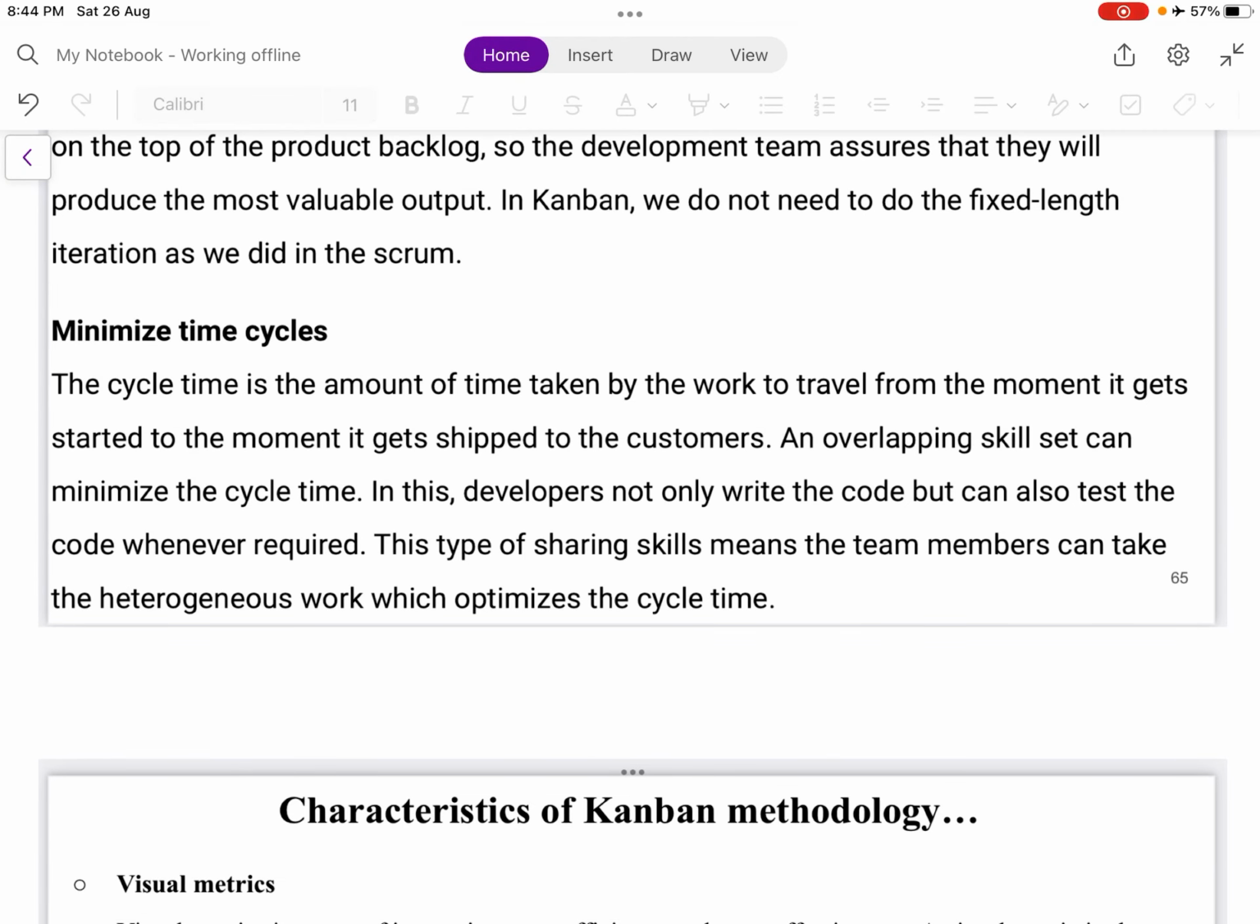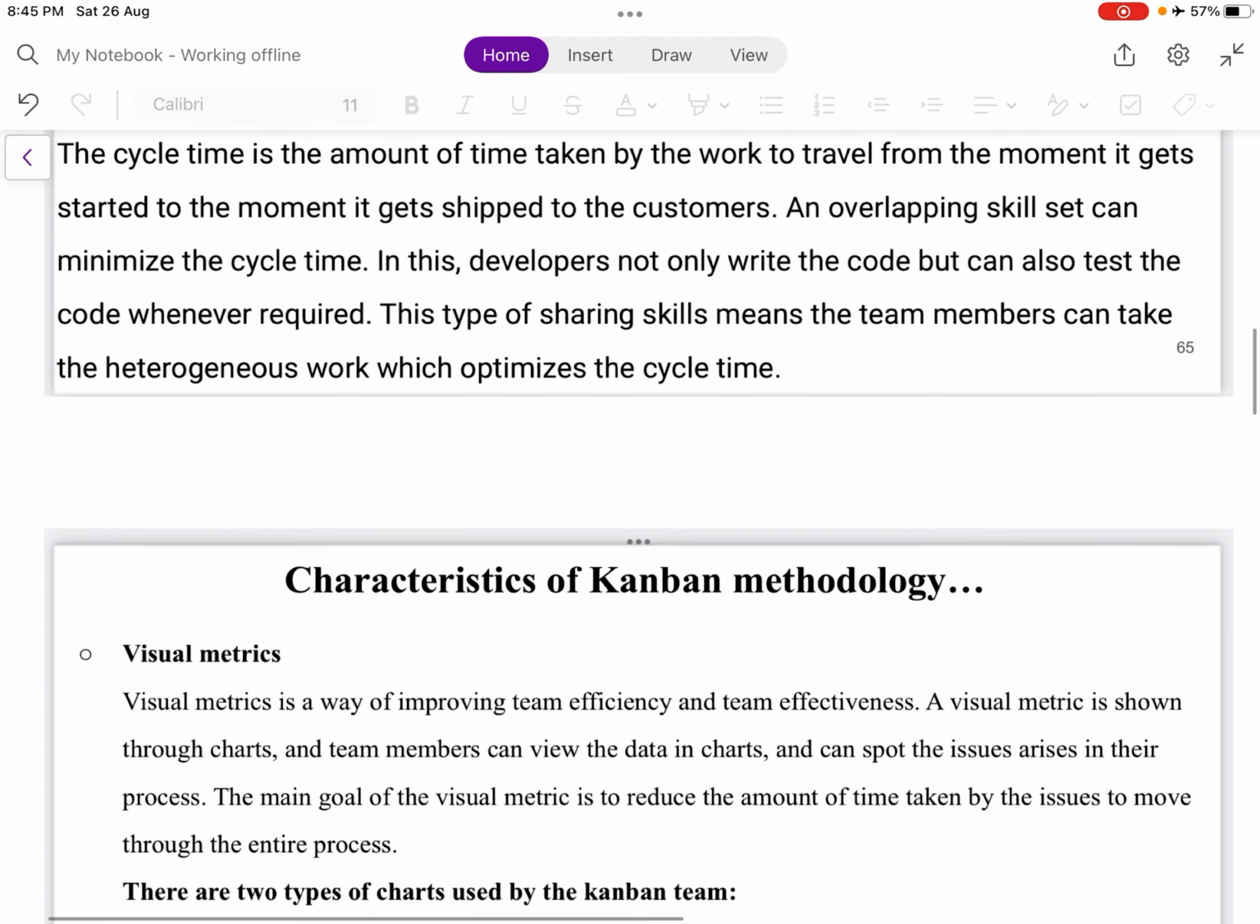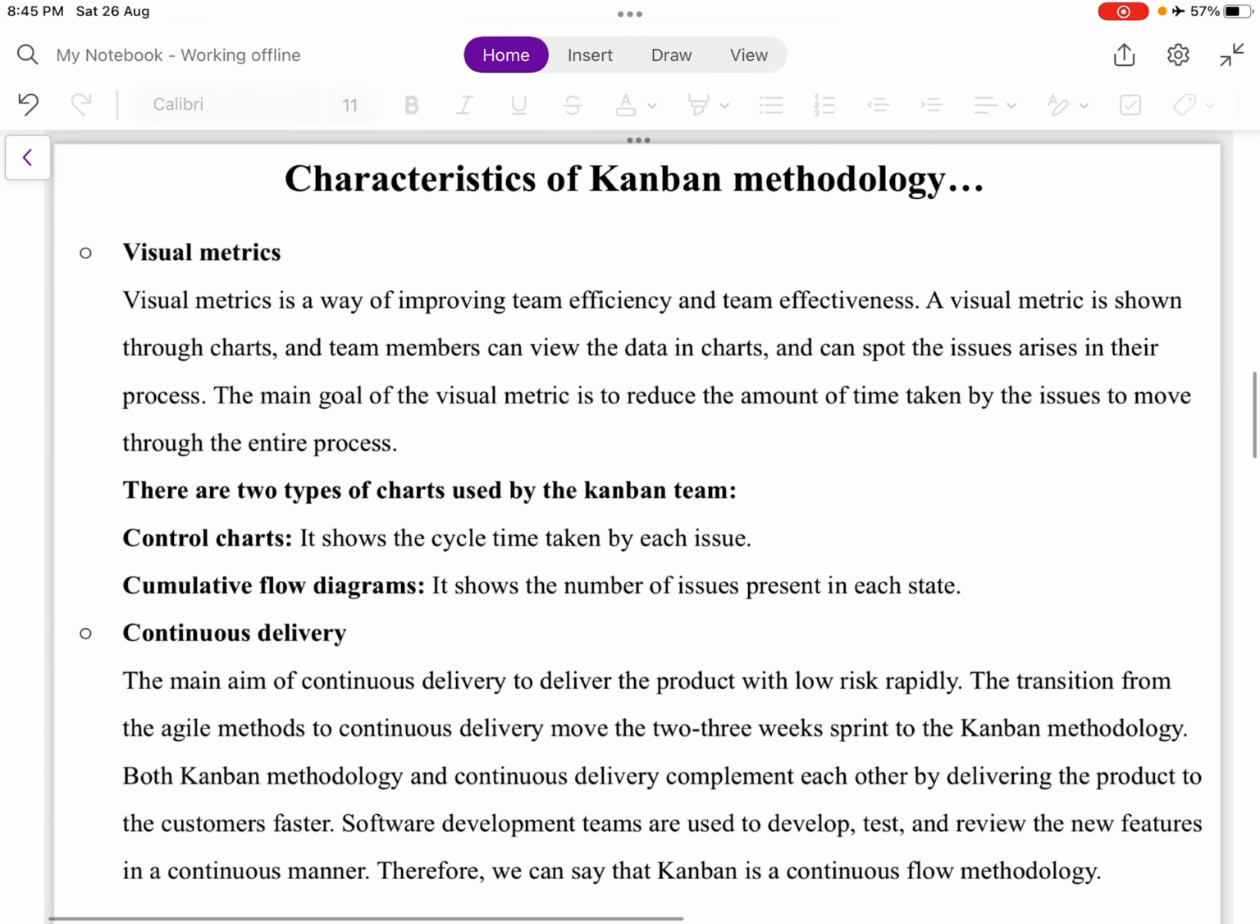Minimize the cycle times. The cycle time is the amount of time taken by the work to travel from the moment it gets started to the moment it gets shipped to the customers. An overlapping skill set can minimize the cycle time. In this, developers not only write the code but also test the code whenever required. This type of skill sharing means the team members can take on heterogeneous work, which optimizes the cycle time.